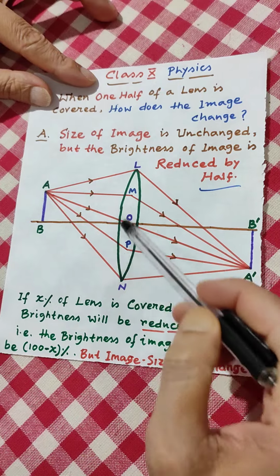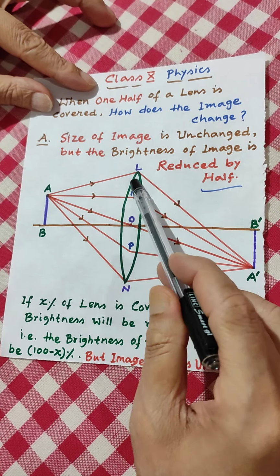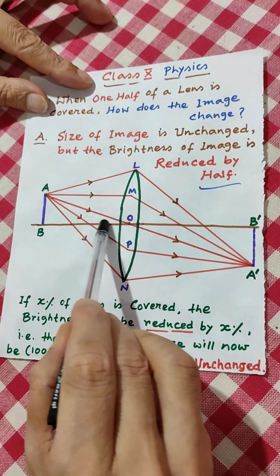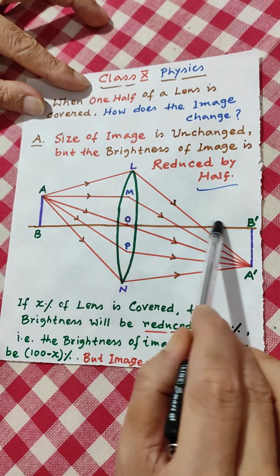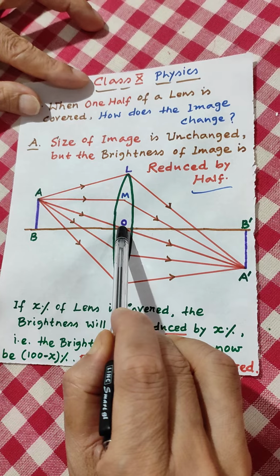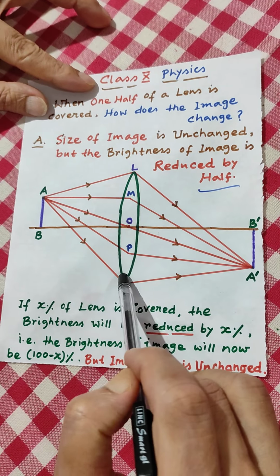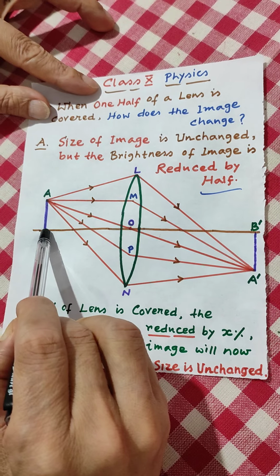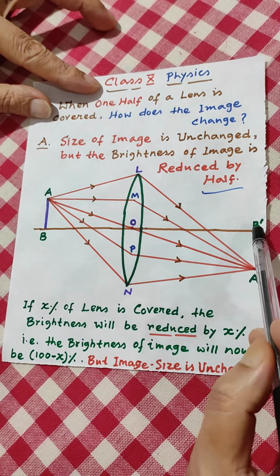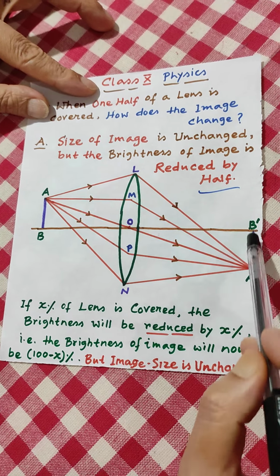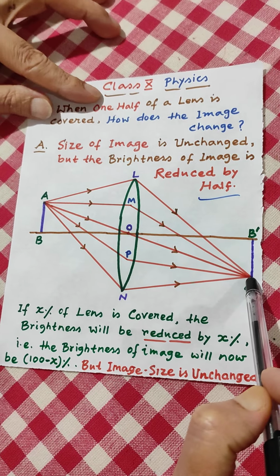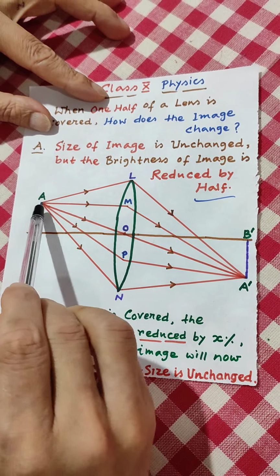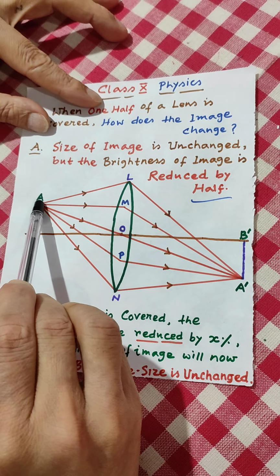Consider this Ln, a convex lens or converging lens. This is the principal axis of the lens and this is the optical center of the lens. Now consider AB is an object. Now the image of AB is formed here, A dash B dash, which is real and inverted. Now how is this real image formed? Let me explain.